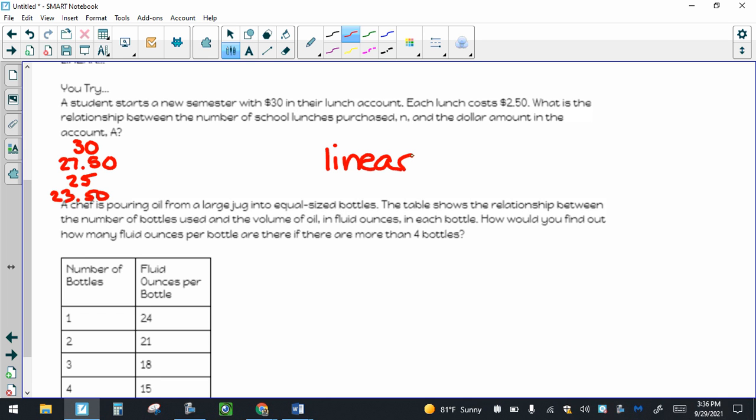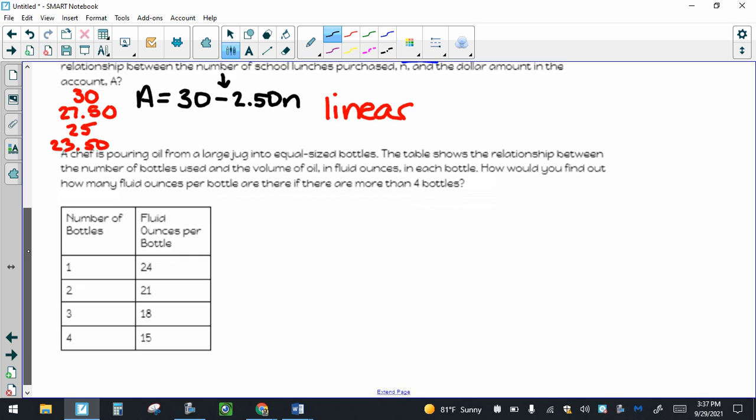Now, I do want to talk about this one because if you're thinking each lunch costs $2.50, if I wanted to think about how to write this as an equation, the total amount of money in her account is A. So I've got A equals. She starts off with $30, and then I'm losing $2.50 each, which means to multiply by the number of lunches she's purchasing. So you may notice that here I have a subtracting and a multiplying pattern, but it's this subtracting bit that's making it linear. All right, adding and subtracting is linear.